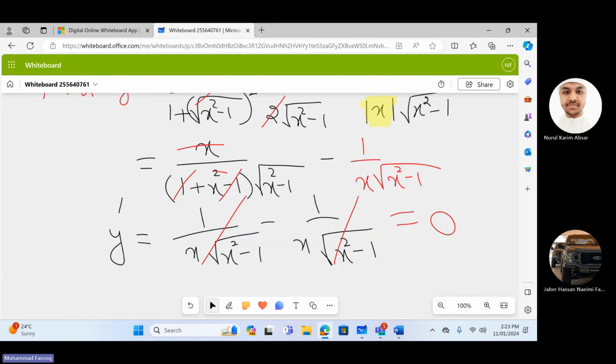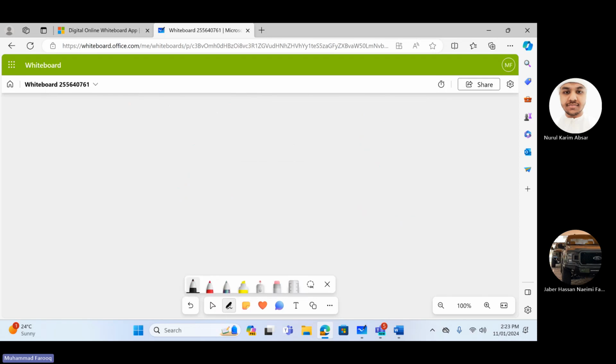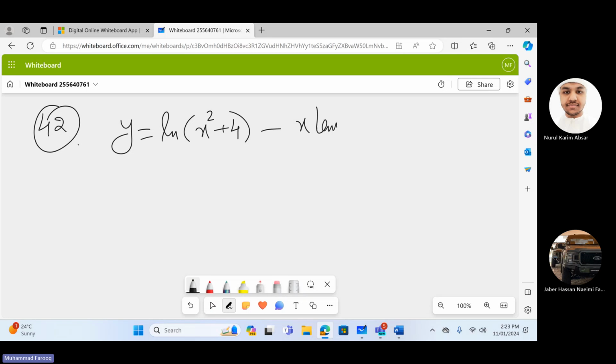Question 42. We have to examine the x tan inverse. There's a problem, 42, please, and we have y is equal to ln of (x squared over 4 plus 1), then plus 4, minus x times tan inverse of x over 2. Okay, find y prime.